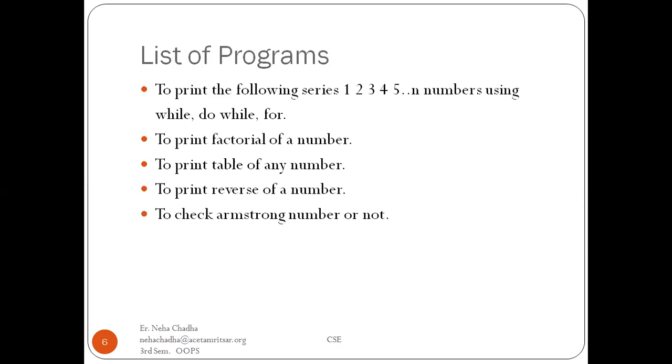The programs that we are going to implement today: first, print the following series 1, 2, 3, 4, 5 up to n numbers using while, do while or for. I will use the same program to show how you can implement it using the different types of loops. Then print the factorial of a number, print the table of any number, print the reverse of a number, and check whether a number that you have entered is an Armstrong number or not. These are the programs that we are going to execute today.